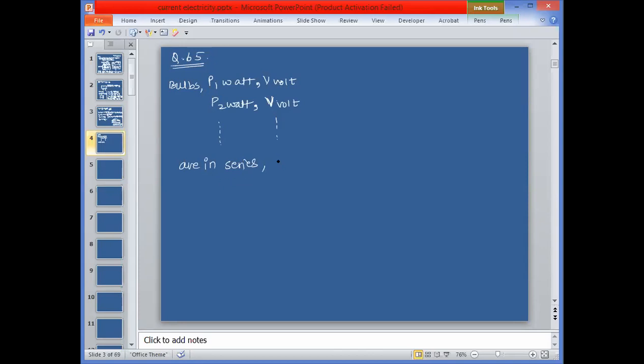Across a potential difference V, then power consumed by all the bulbs is equal to question mark.